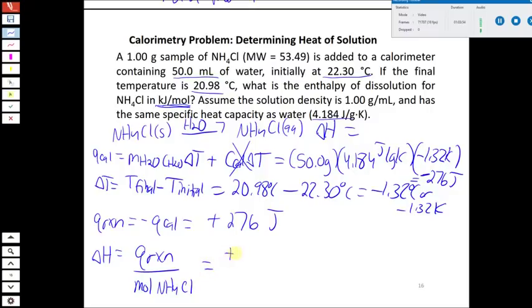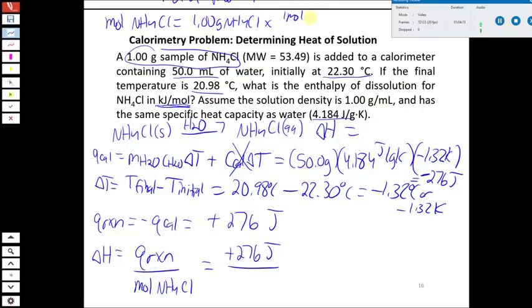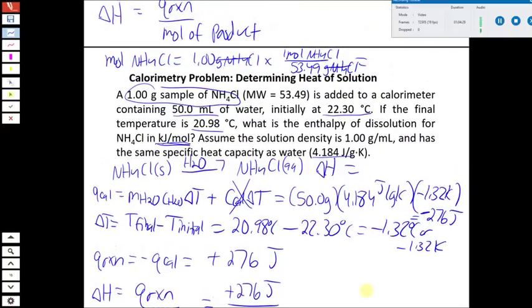So we said that the heat of the reaction is plus 276 joules. We're going to normalize that to the moles of substance that are involved. So we're using 1 gram of ammonium chloride, so we should remember that to find moles of ammonium chloride, we just have to use molar mass. So we have 1 gram, and 1 mole of ammonium chloride, we said the molar mass is 53.49. So the moles of substance that we have is 0.0187.